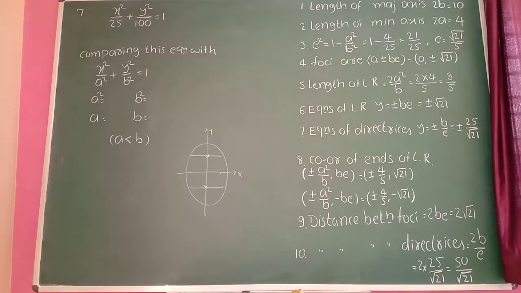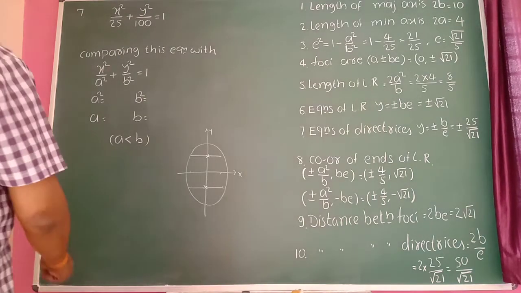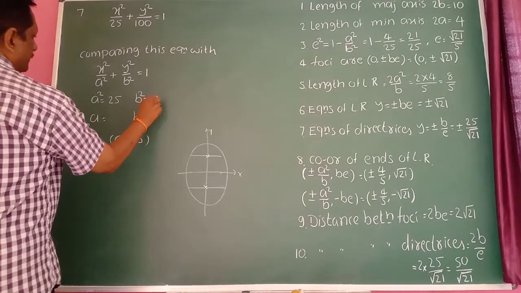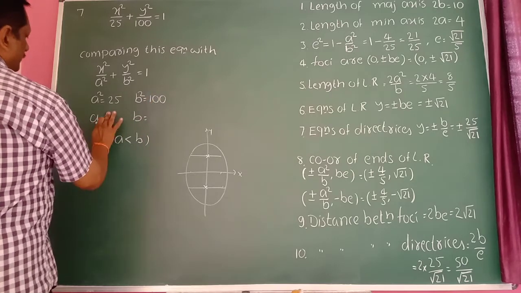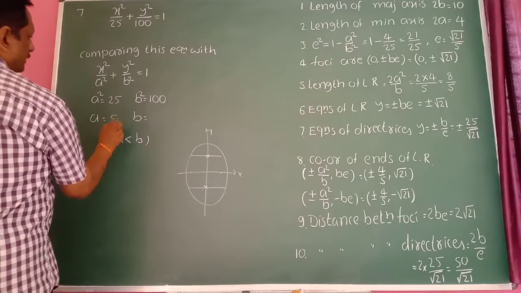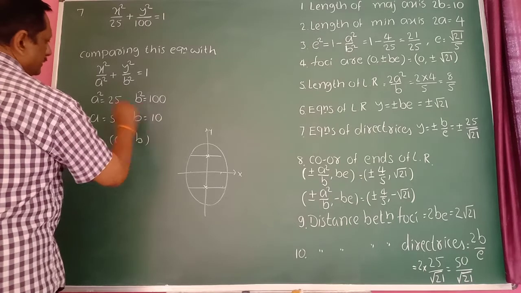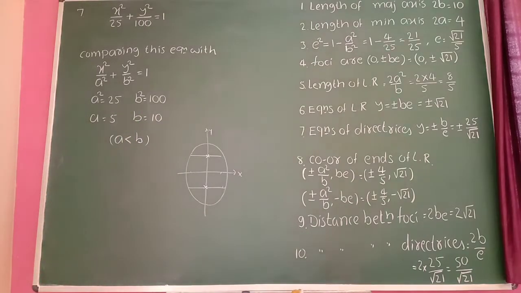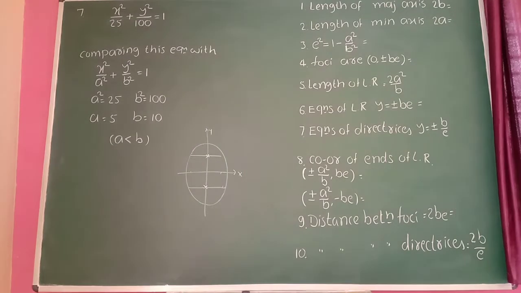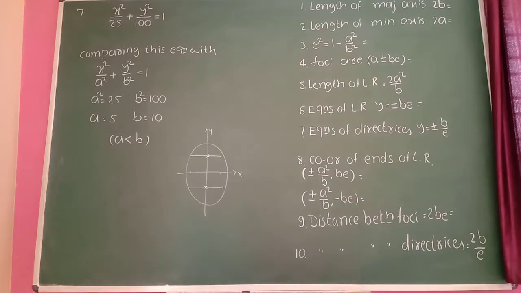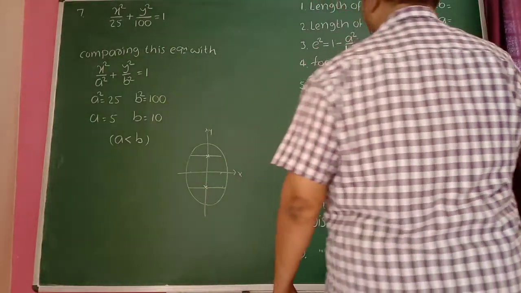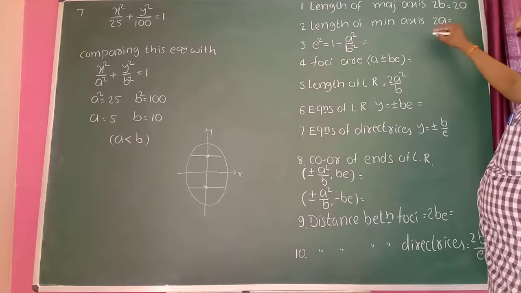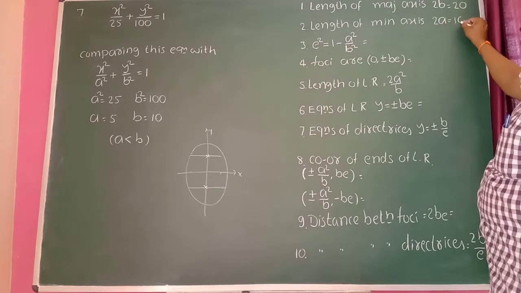So comparing the given equation with the standard equation of the ellipse, a square is 25 and b square is 100. Then root of 25 is 5 and root of 100 is 10. Then obviously a is less than b. Therefore, length of the major axis is 2 into b, b value 10, so 20. Length of the minor axis, a value 5, so 10.